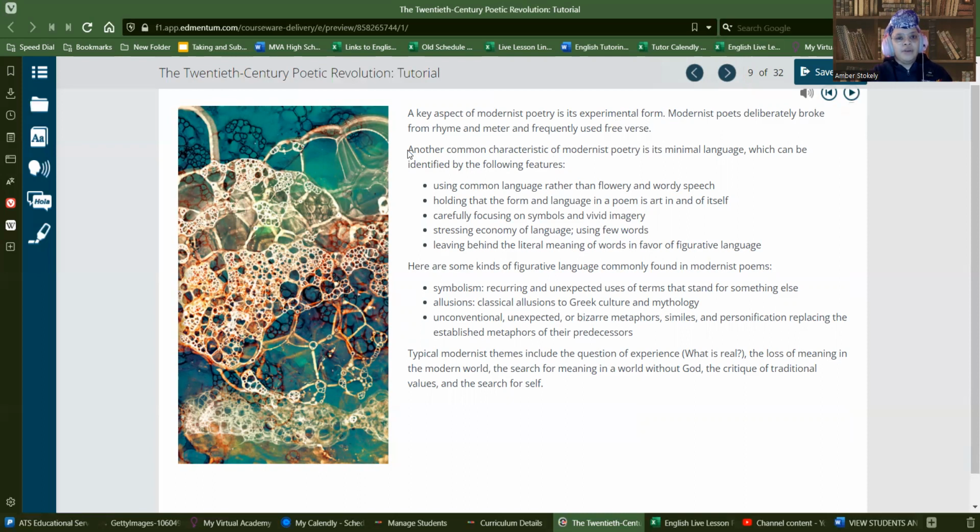And then they talk about minimal language. Another common characteristic of modernist poetry is minimal language, which can be identified by the following features. So this is a list of what makes up minimal language.